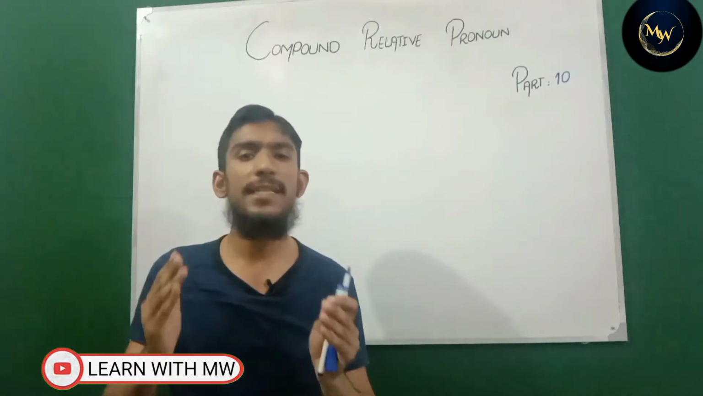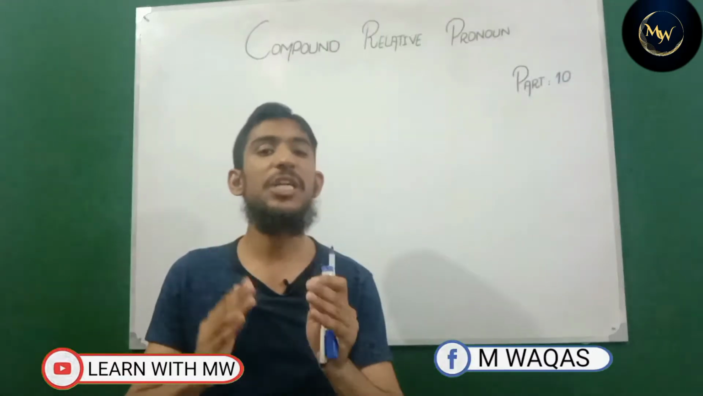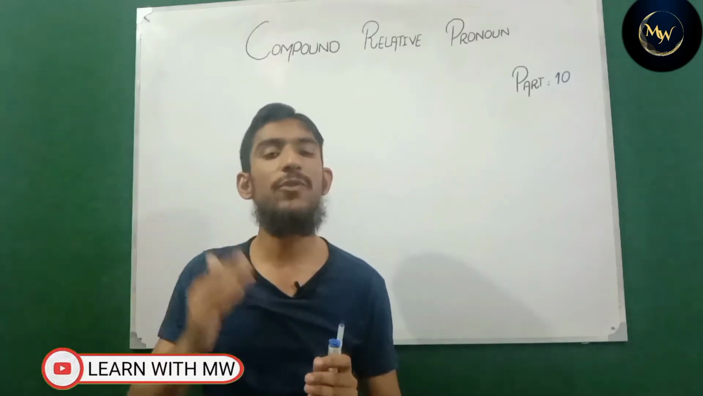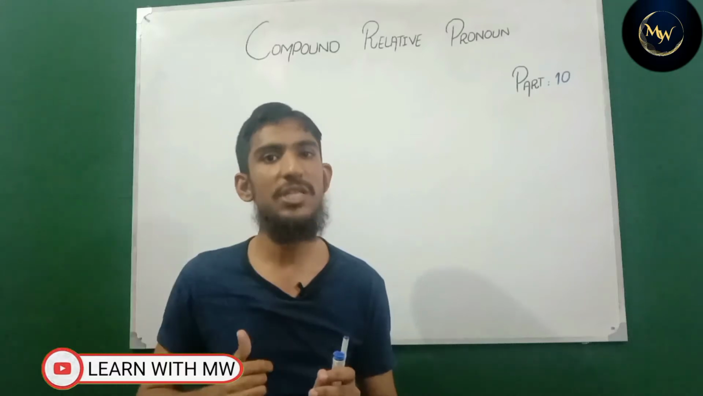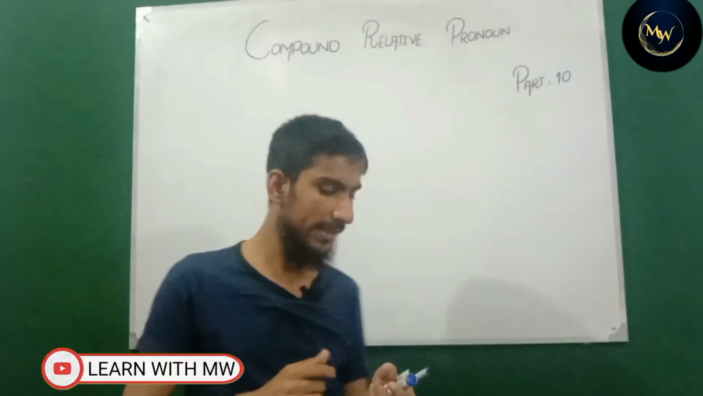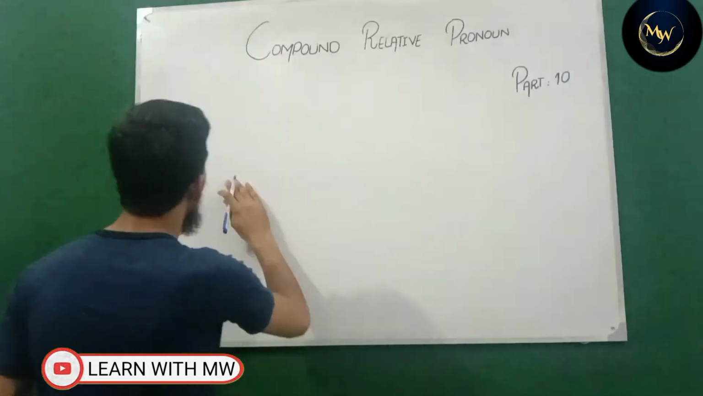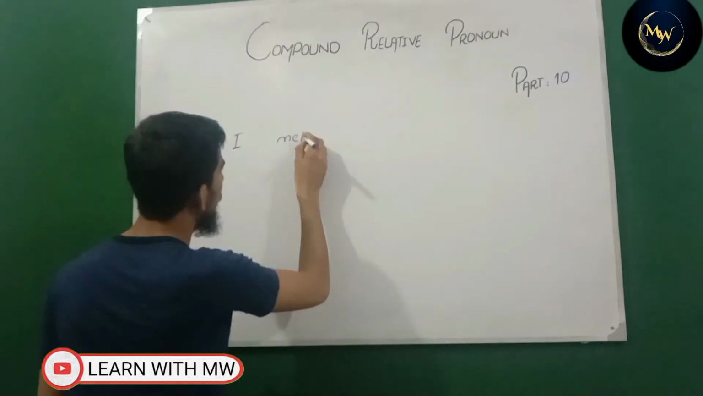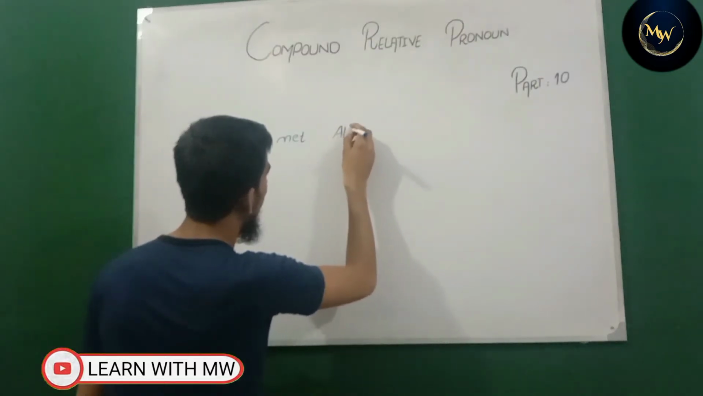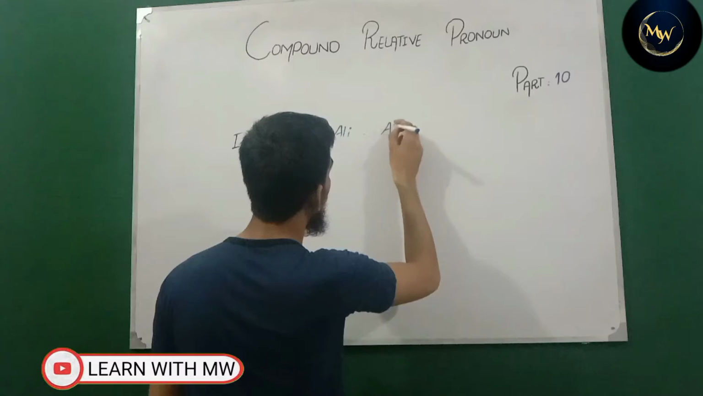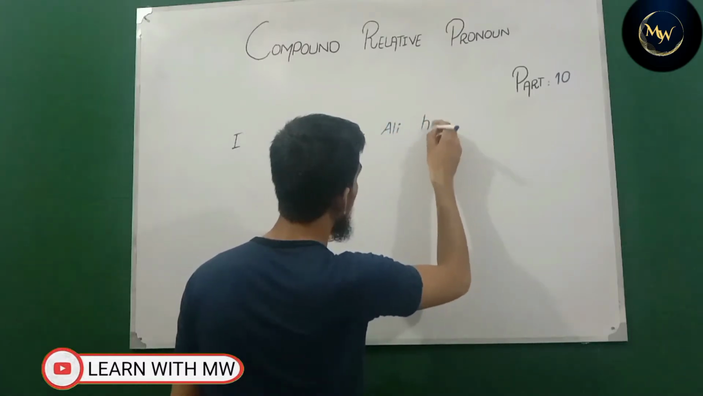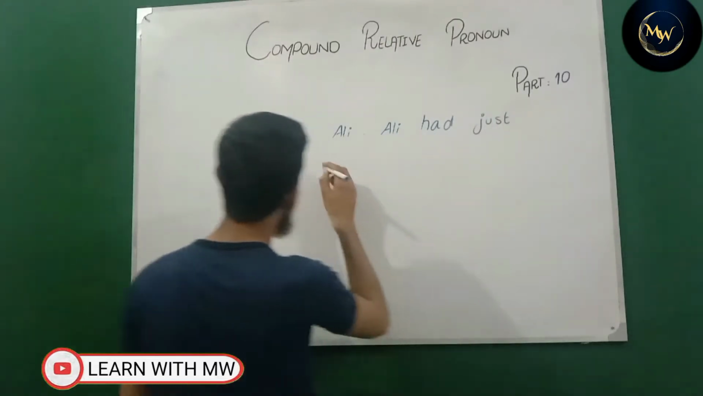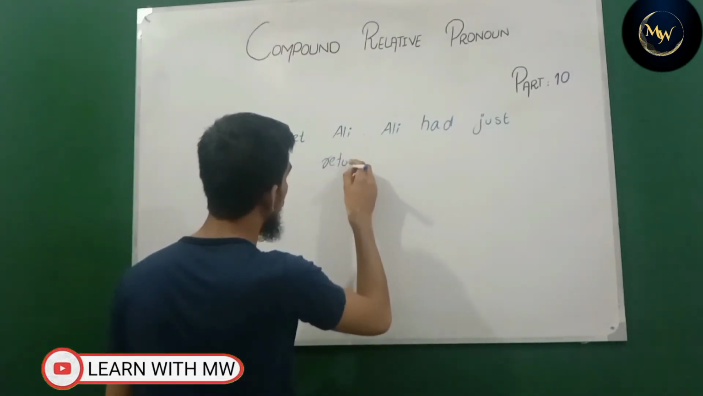Viewers, as mentioned earlier in my previous videos, relative pronouns are a special type of pronoun that carry us back or refer to the noun or pronoun that is previously mentioned in a sentence. I will give you a short example. Look at the example. I met Ali. Ali had just returned.